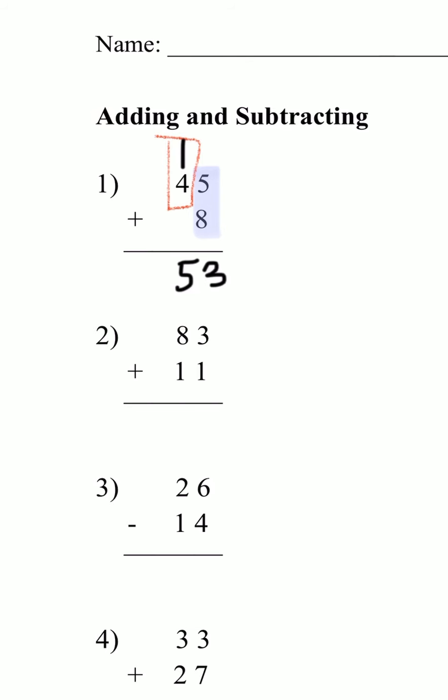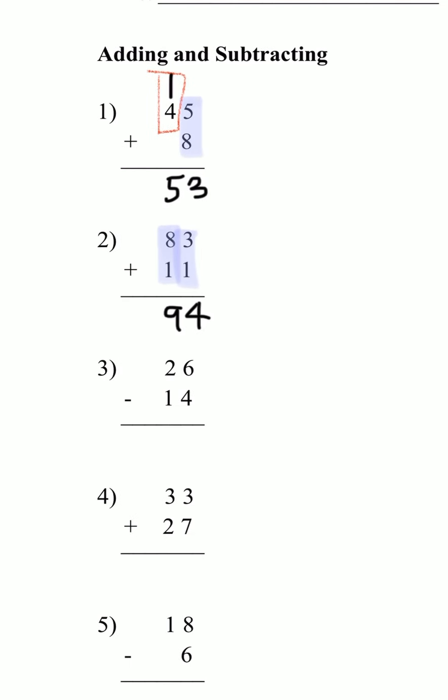Number 2, we have 83 plus 11. Again, we're adding the ones place first. So 3 plus 1 is 4. And then now we're adding the tens place, which is 8 plus 1. That's going to be 94.